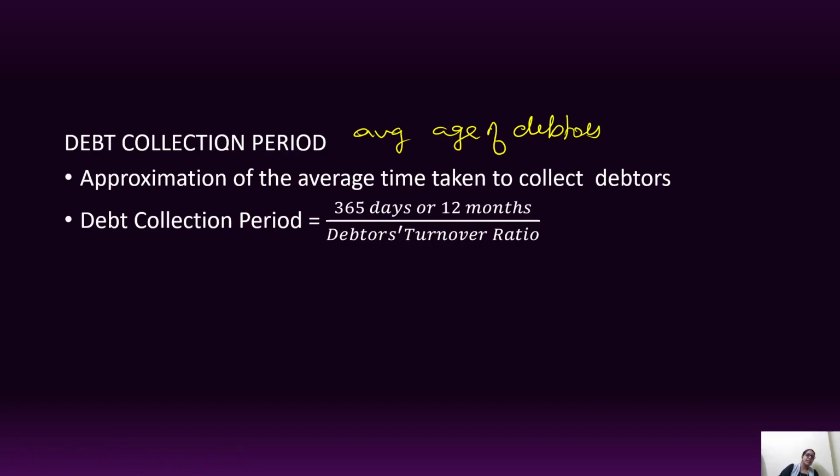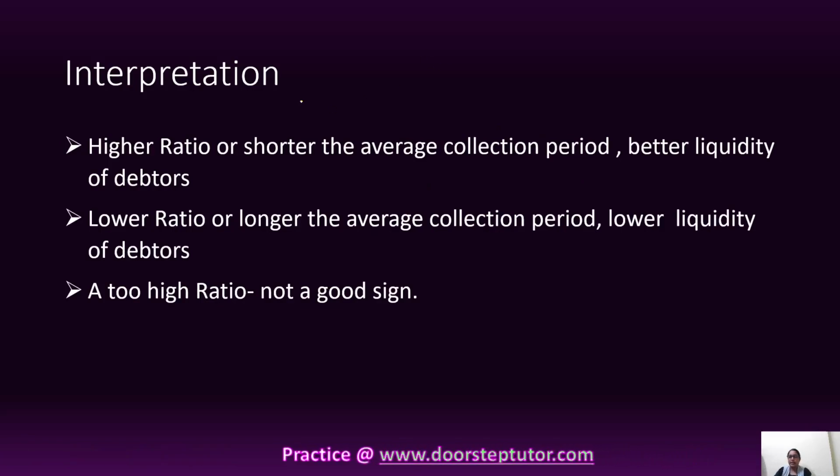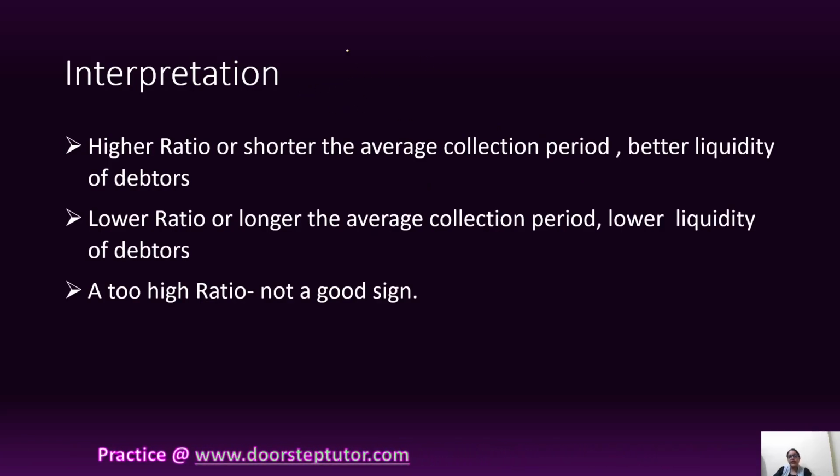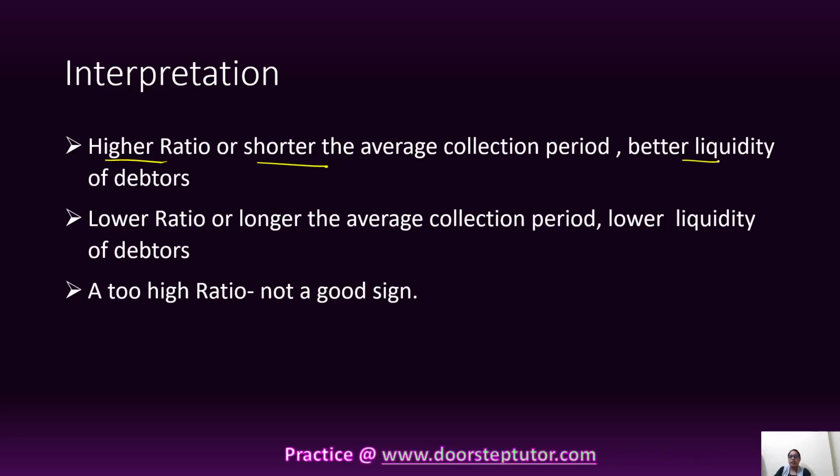And debt collection period, that is also known as average age of debtors. Average age of debtors is approximately the time taken to collect the amount of debtors. So number of days in a year or number of months in a year divided by the debtors turnover ratio. And what is the purpose of actually calculating these ratios? Simply to find out, as I told you, how liquid our debtors are. The number of times the debtors are turned over in a year in relation to the sales that are being made.